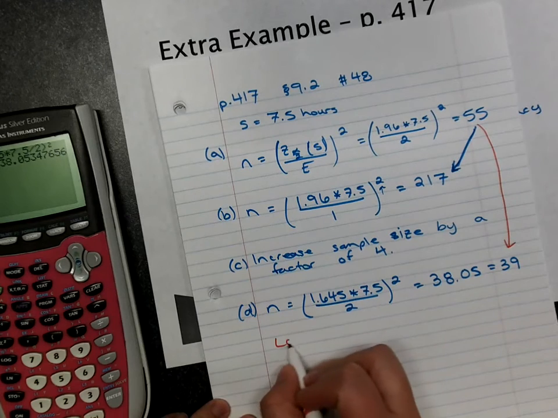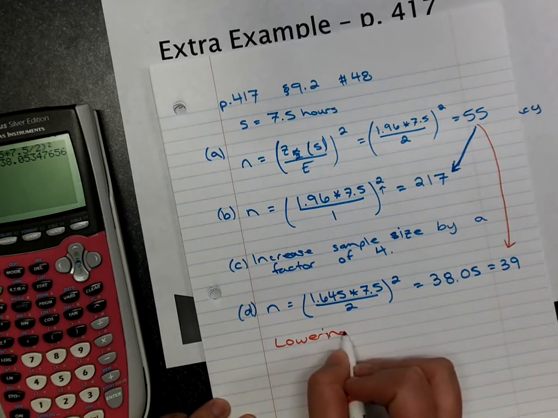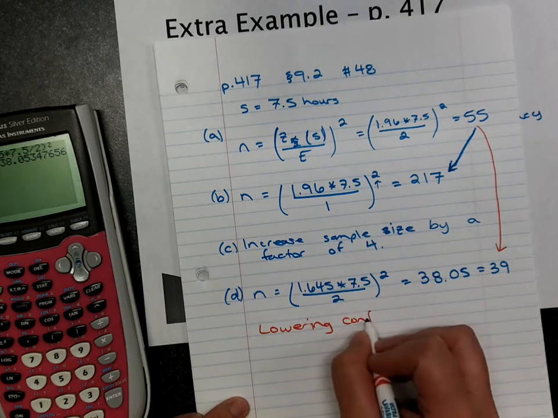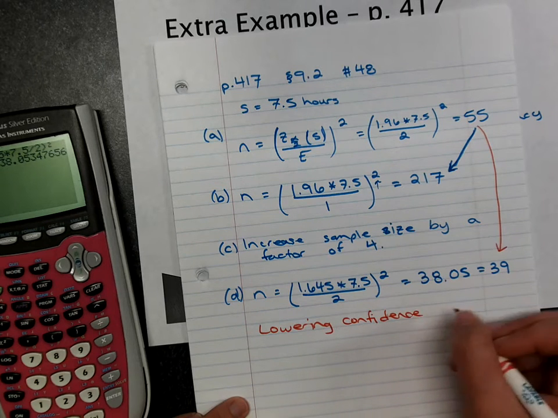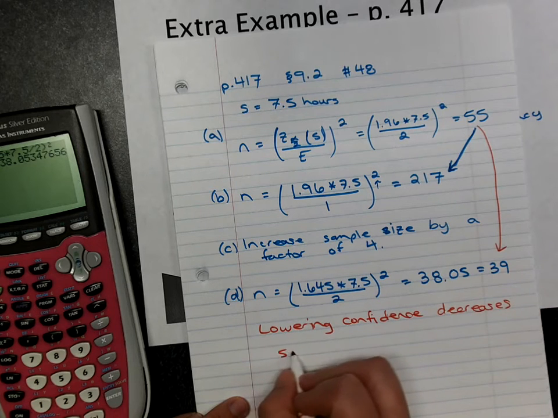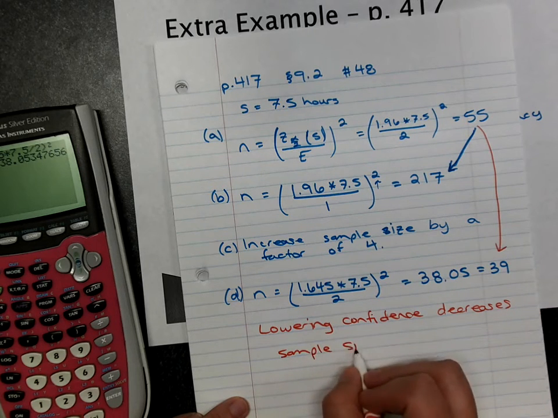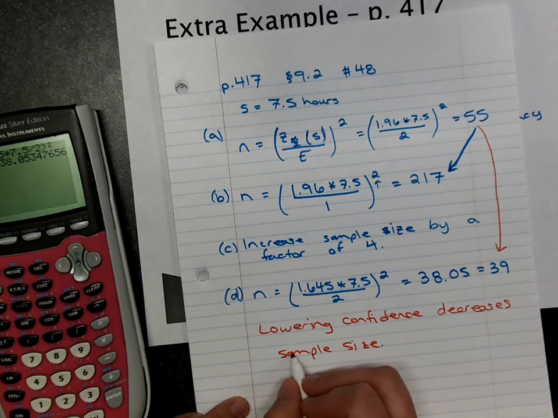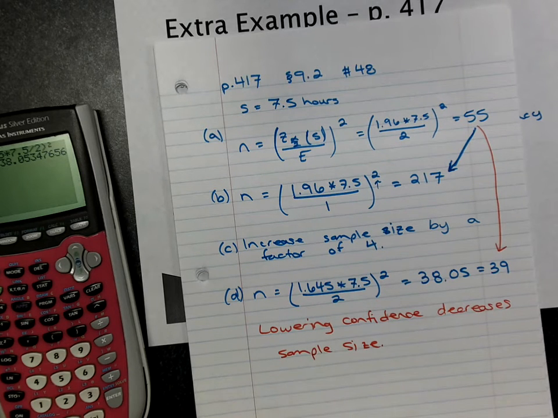That means that lowering confidence decreases the sample size. So there are a lot of relationships in Chapter 9. What happens when you increase your confidence level? What happens when you increase your sample size or decrease your margin of error? There's a lot of relationships going on in Chapter 9, and a lot of homework questions are trying to help you find those different relationships.